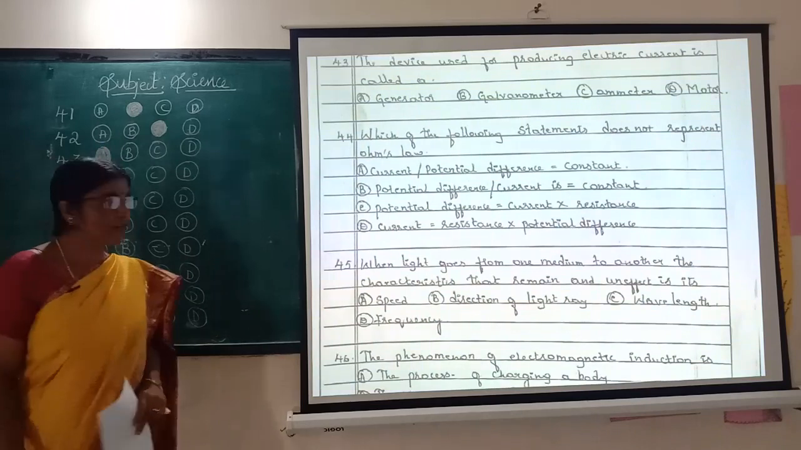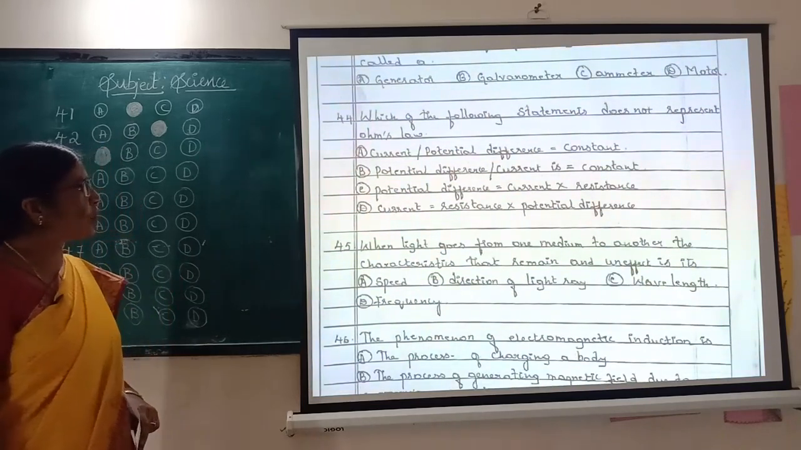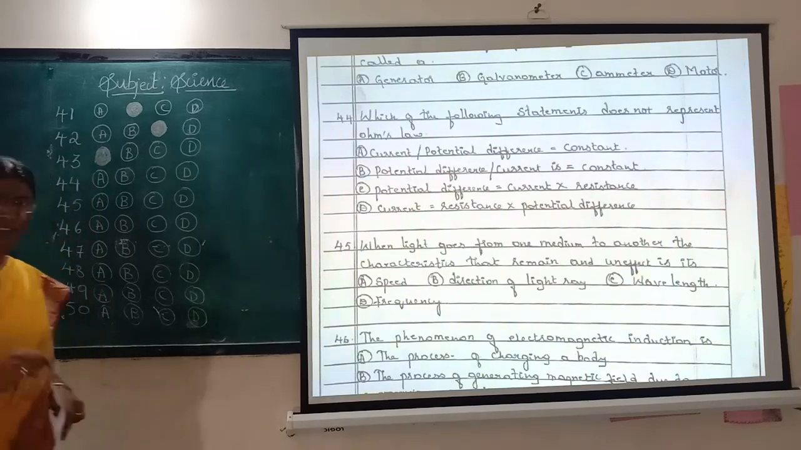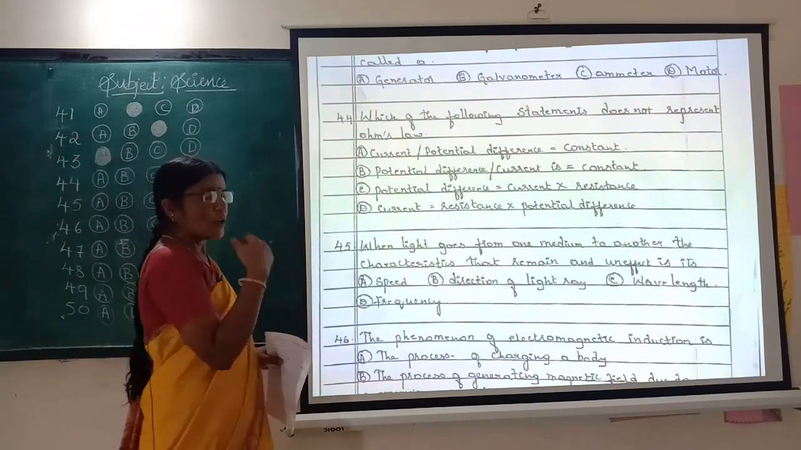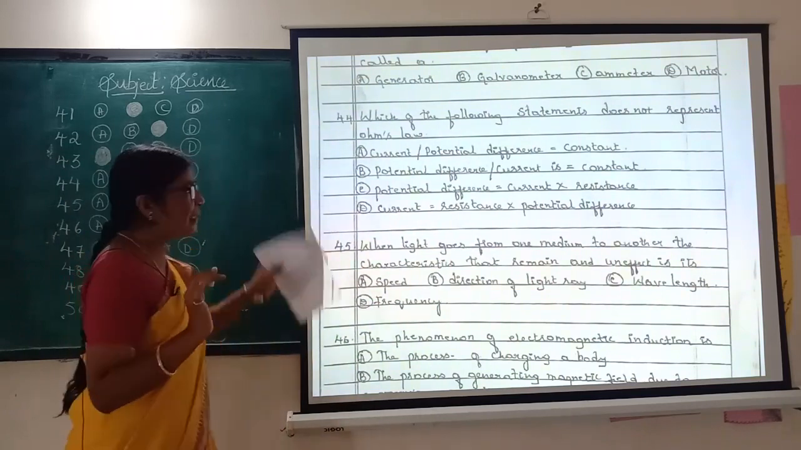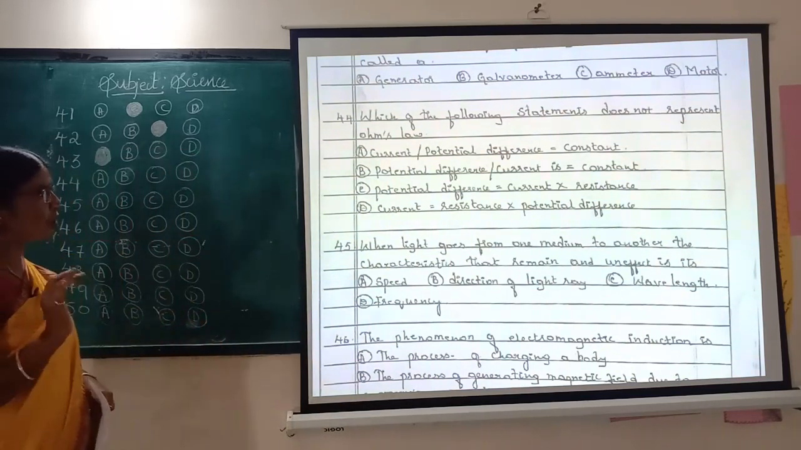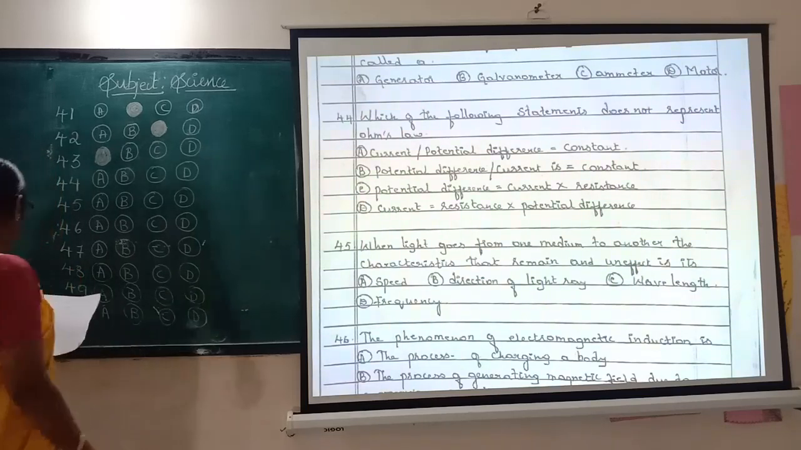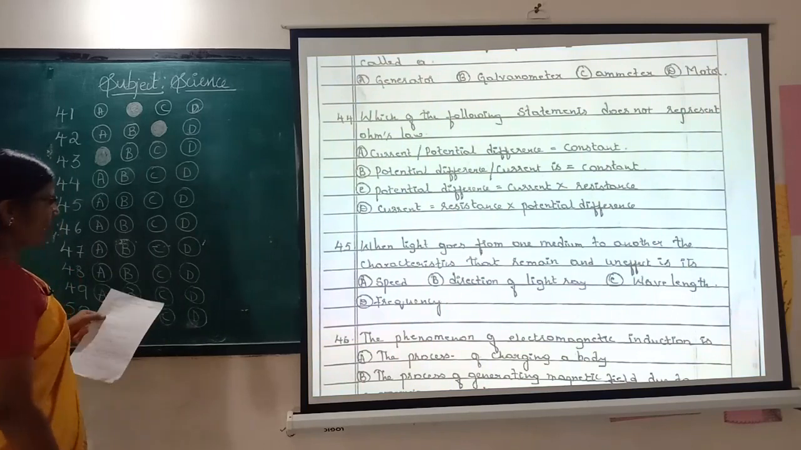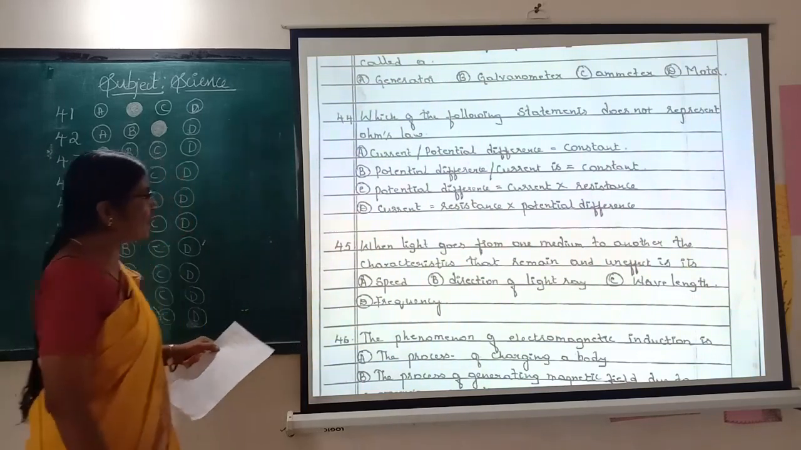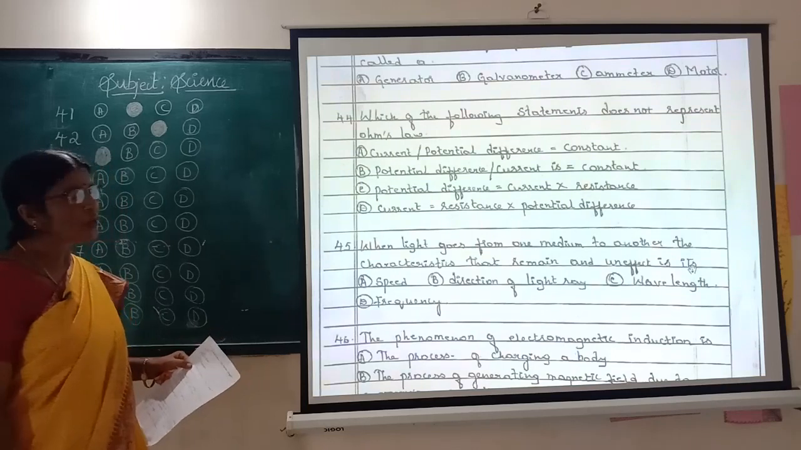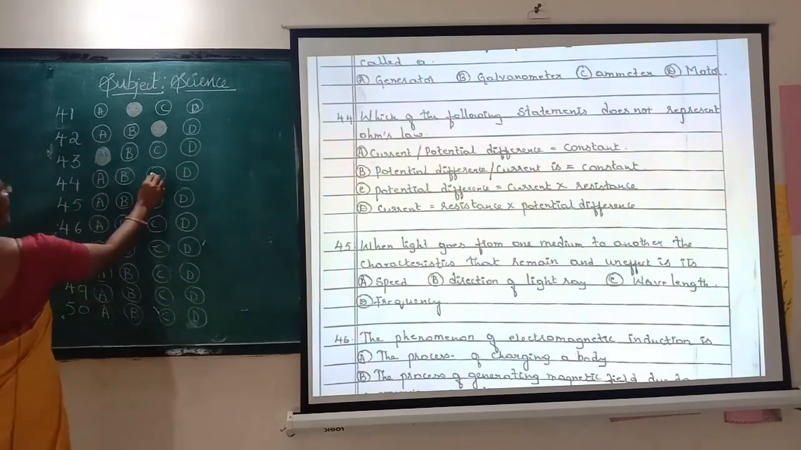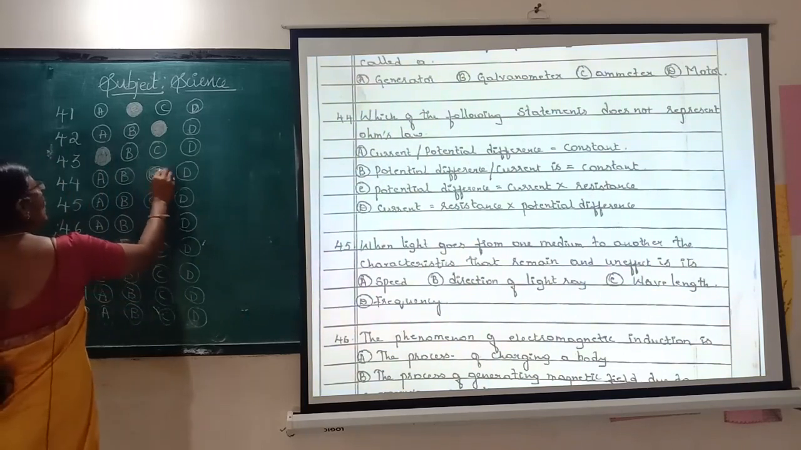Next, 44th question, children. Which of the following statements does not represent Ohm's law? Means here they have asked you which is not Ohm's law. Means some wrong statement is there. It is not representing Ohm's law. So for this 44th, the right answer is, children, C, I think. See, potential difference equal to current into resistance. So same thing, C option you should shade in the OMR sheet.